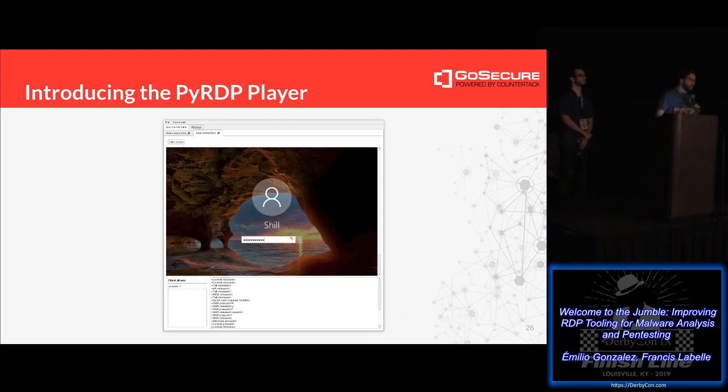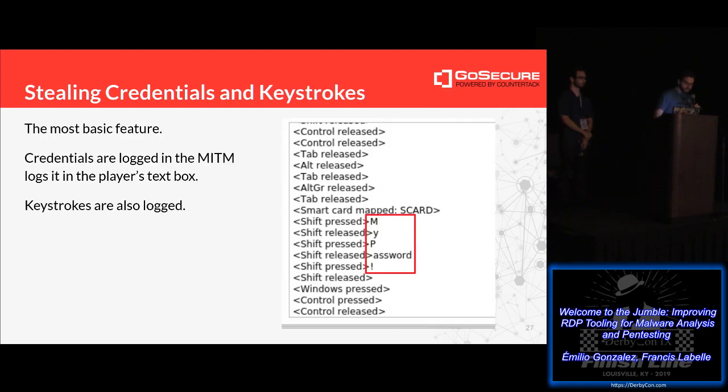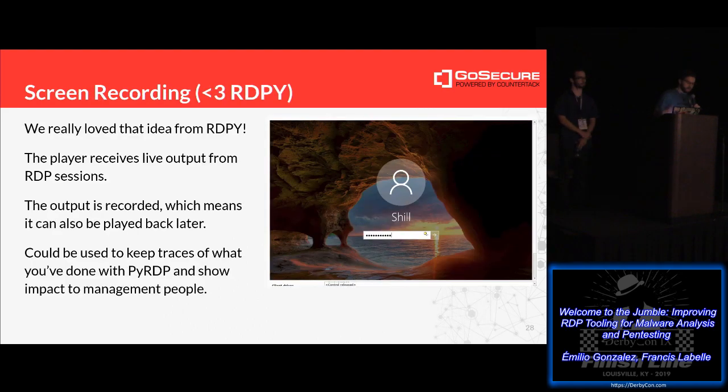So here is the PyRDP player. This is basically the command center, the main window for the attacker that you would use for the manual features. So one of the features is being able to steal keystrokes and credentials. This all happens in the text box at the bottom, so you can see the key presses.